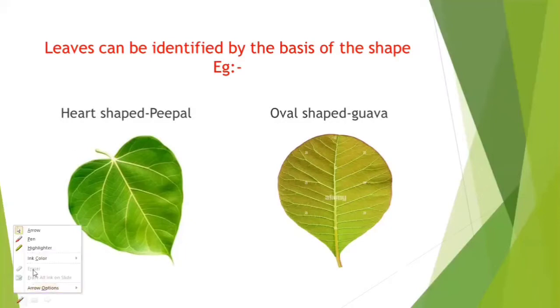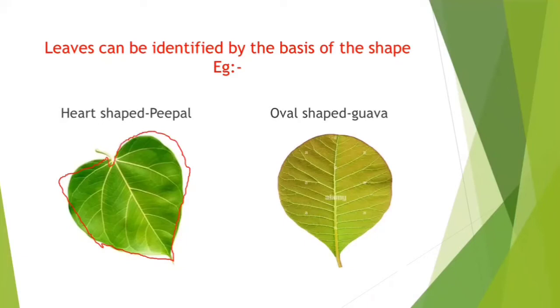Now in the heart shape, you can see that the leaves of this plant, this tree, are in a heart shape. From here it goes down, and again up, in a heart shape. So this is called a heart shaped leaf, and these are generally found in peepal. The other shape is the oval shape. Oval shaped leaves are naturally found in guava and apple. You can see that it's nearly oval. That's why guava and apple leaves are called oval shaped.